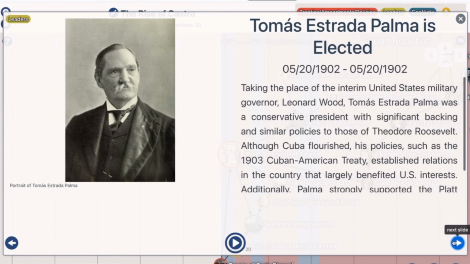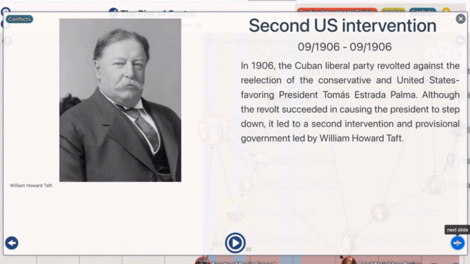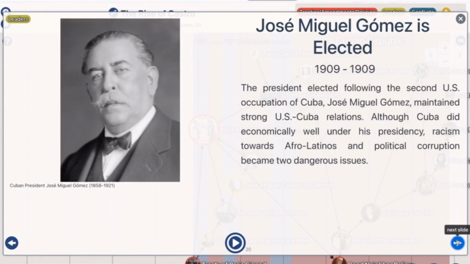Although Cuba did very well under his presidency, he largely supported US favoring policies such as the Platt Amendment and the 1903 Cuban-American Treaty. As a result, following his re-election, the Cuban Liberal Party revolted, causing Tomás Estrada Palma to step down. With this, the US put the Platt Amendment to work and intervened, leading to a provisional government led by William Howard Taft. After Taft, José Miguel Gómez was elected, another president that maintained strong US relations.